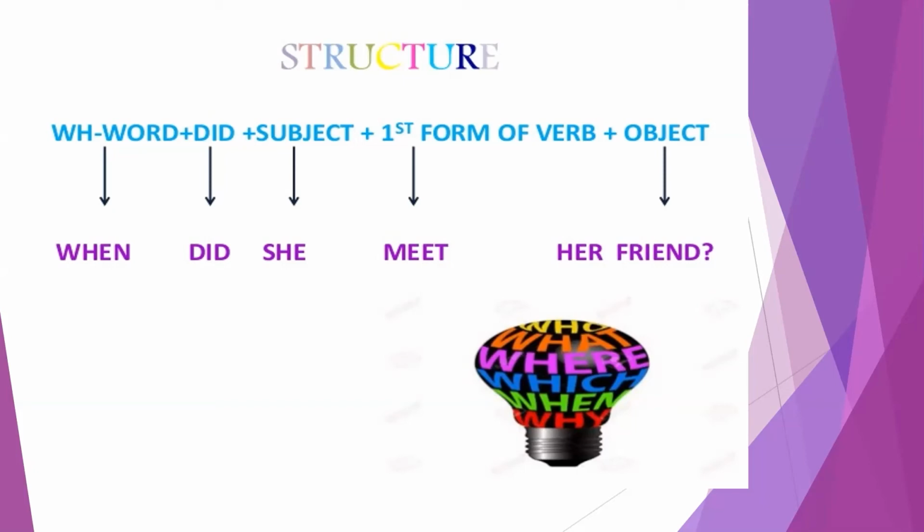For example, when did she meet her friend? Now you can tell me different examples. How did she meet her friend? Why did she meet her friend? So you can add and make different questions.